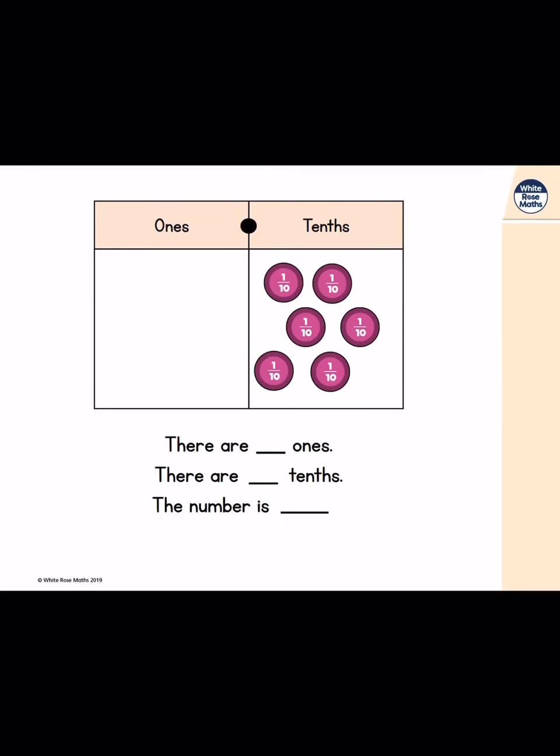What about this place value chart? How many ones are there? That's right, there are no ones. How many tenths are there? Counting them up, we can see there are 6/10. Thinking about how we could write that down, 0 in the ones column, 6 in the tenths column, don't forget the decimal point, the number is 0.6.